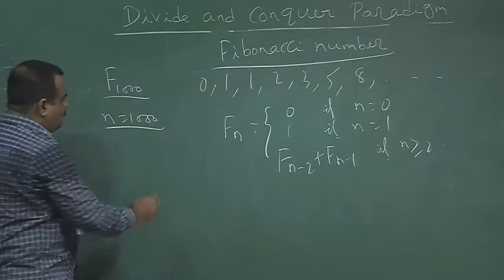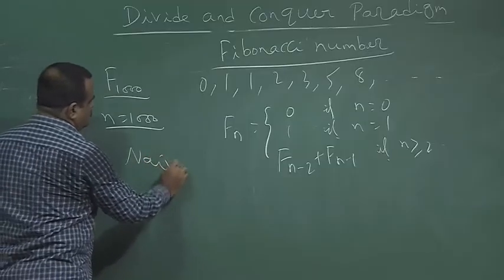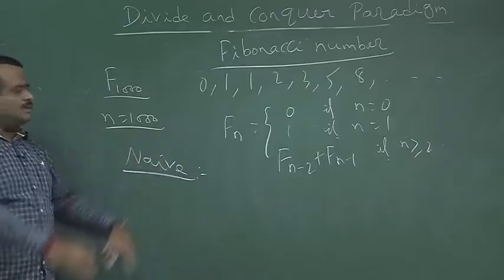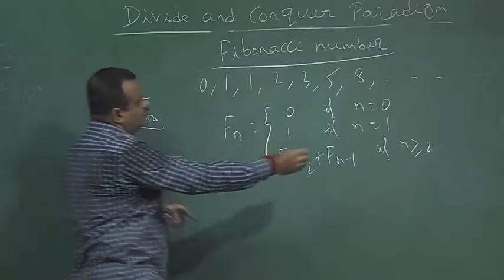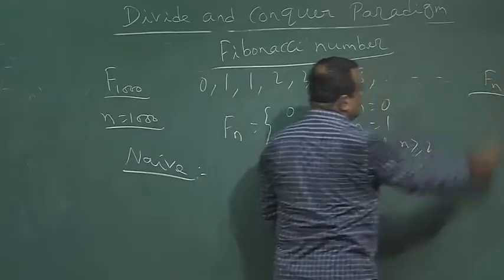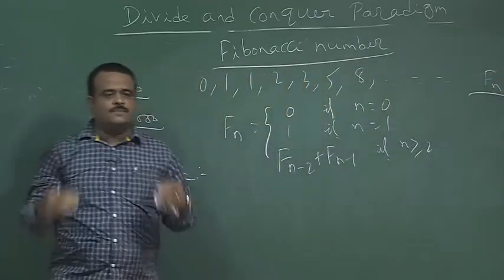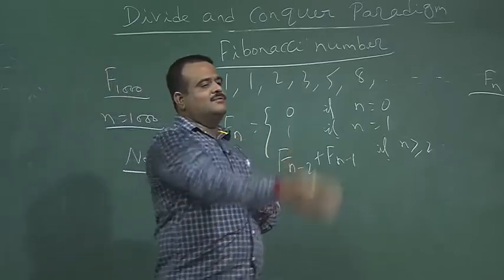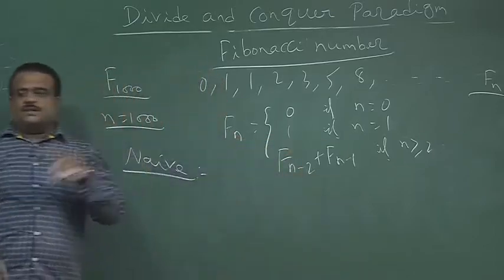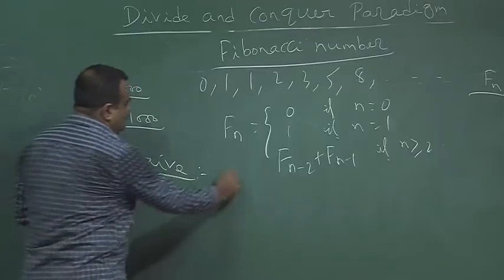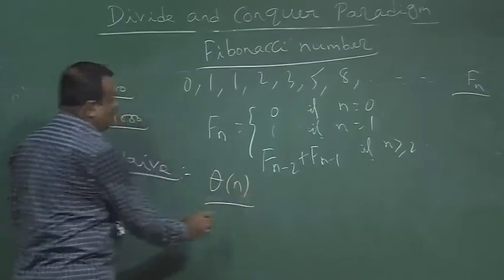Okay. One way, the naive approach, is that we can just keep on calculating the Fibonacci numbers, and ultimately we will get to Fn. We keep calculating, store the last two Fibonacci numbers, and by adding these two we get the next Fibonacci number. So, what is the time complexity for that? It is basically order of n.